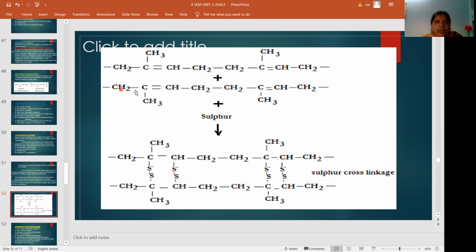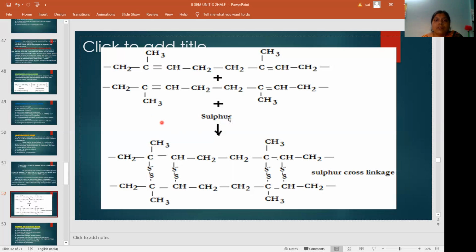So the above one is called natural rubber. To this natural rubber, we are adding sulfur and heating at the temperature range of 373 to 473 Kelvin. When we are heating, these double bonds will break and the sulfur will attack the double bonded carbon atoms of the two polymeric chains. This is one polymeric chain, this is another polymeric chain. In between these two, sulfur atoms, only one sulfur. So this process is called vulcanization.